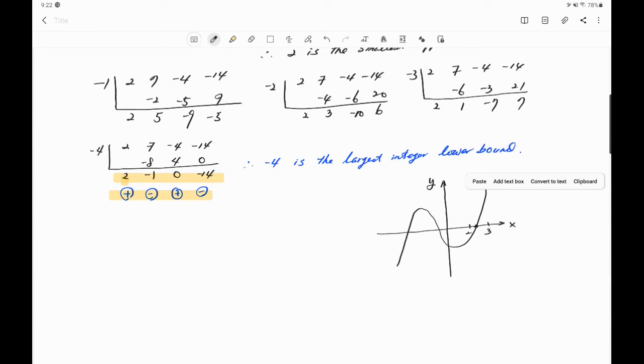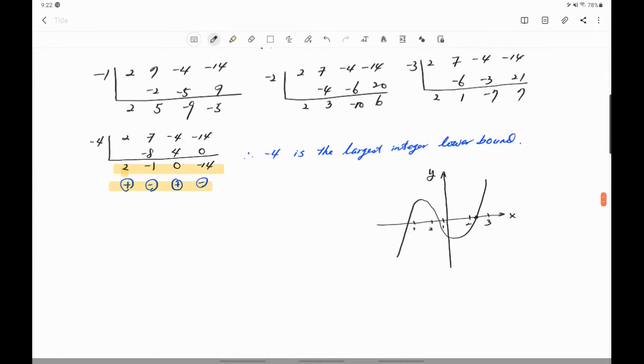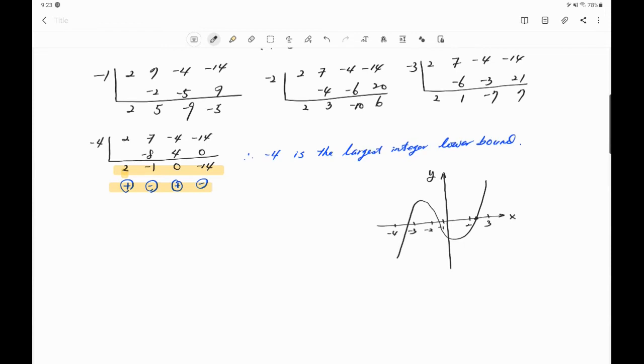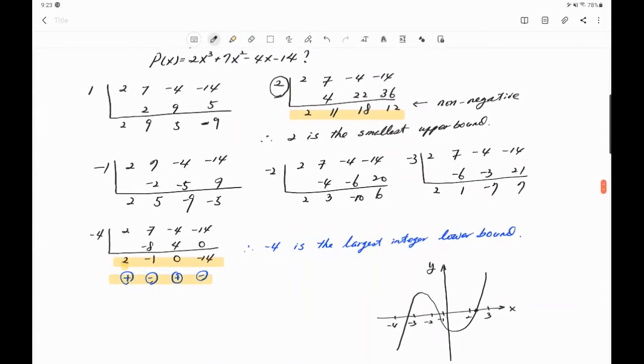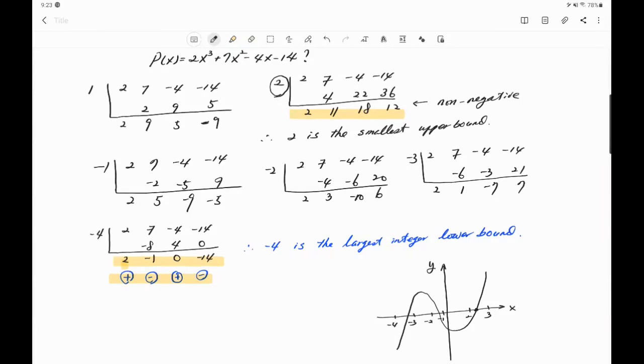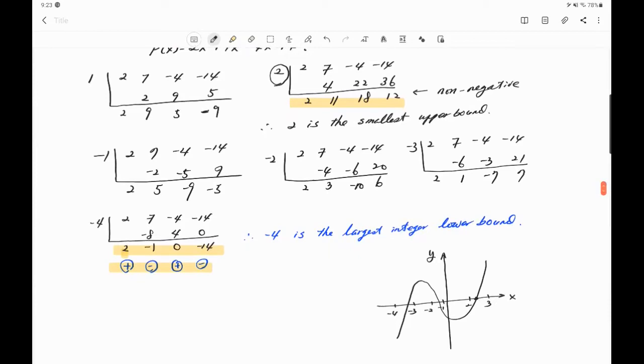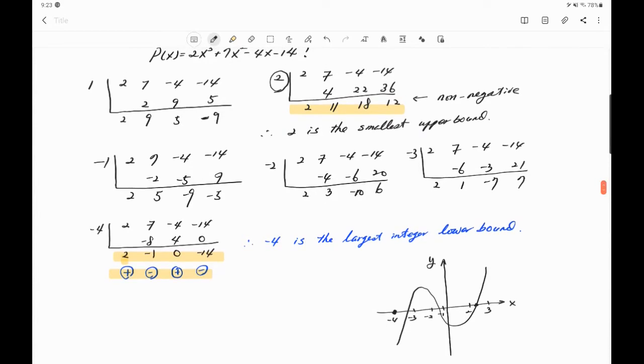Okay, and then this point is between 1 and 2. This is between this 1 and 2, 3, and 4. Negative 4, right? All right, so as you see this, 2 is an upper bound. The smallest positive integer upper bound is 2. And then it's a negative 4, lower bound.